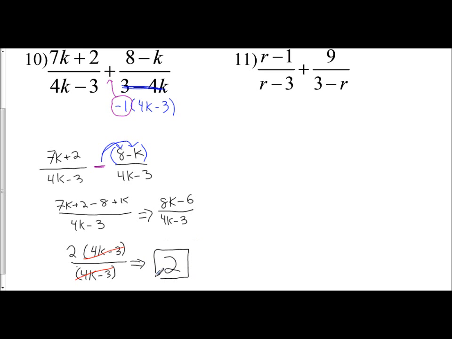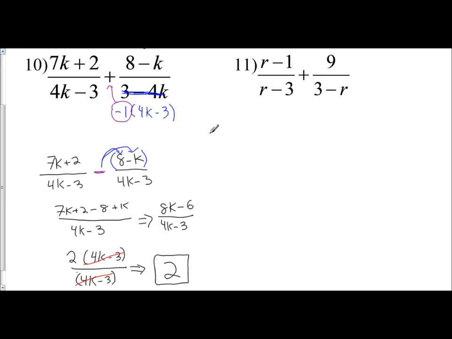So again, these are what I call really cool examples, because this 7k plus 2 over 4k minus 3 plus 8 minus k over 3 minus 4k is just a crazy way of writing the number 2. And that's the cool thing about math, is this such complicated adding rational expressions problem is just the number 2. What we want to make sure we understand is this additive inverse. So let's look at one more example of this.